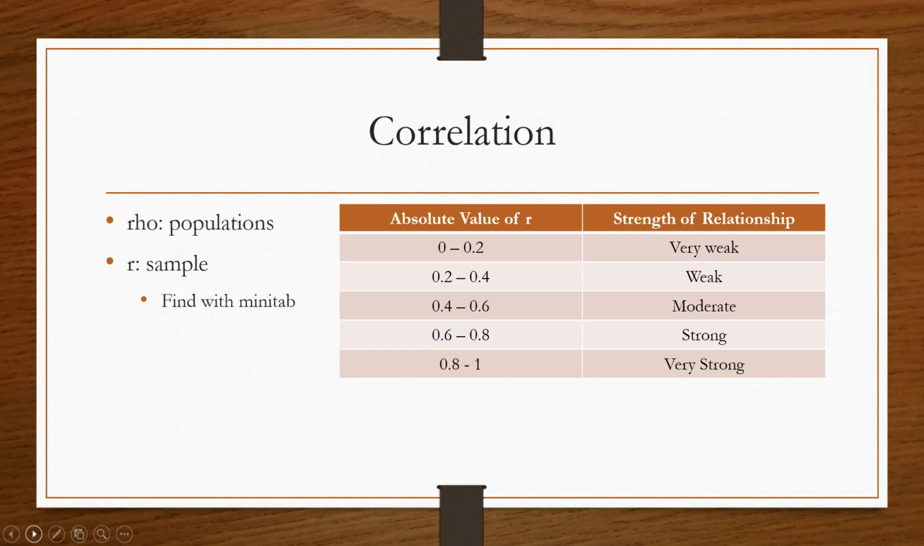You can find this with Minitab, and then if you're looking at the value of r in comparison to its strength, regardless of whether it's positive or negative, these numbers still have the same strength. From 0 to 0.2, it's very weak. From 0.2 to 0.4, it's weak. From 0.4 to 0.6, it's moderate. From 0.6 to 0.8, it's strong. And from 0.8 to 1, it's very strong. And you can't go above 1.